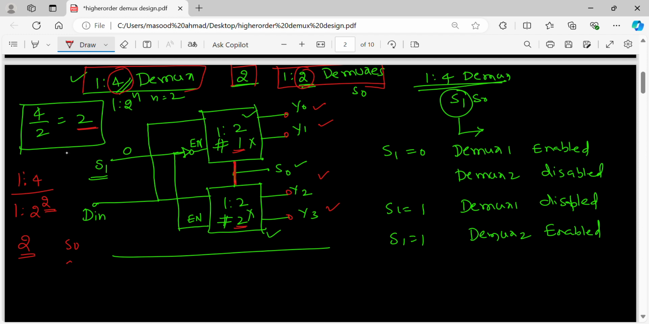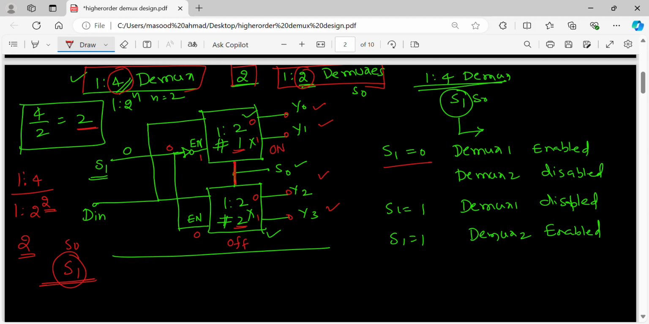Now we are going to use S1 for selection of either Demux1 or Demux2. Right? These outputs are 0, 1, 0 and 1. So Demux1 or Demux2 is chosen based on S1. So when S1 is 0, what I am trying to do is, this is 0, output is 1. So this is enabled. When this is 0, this is also 0, this is disabled. So this is off. Whereas this is on.